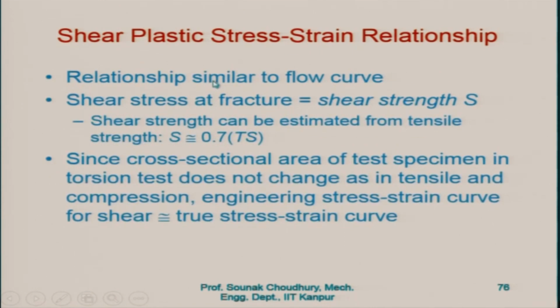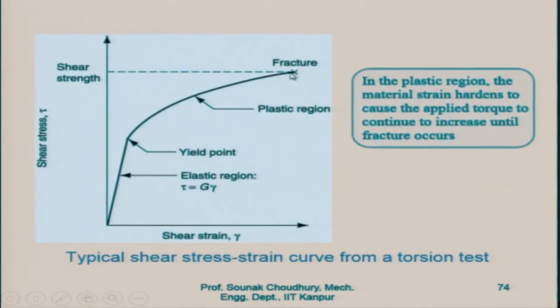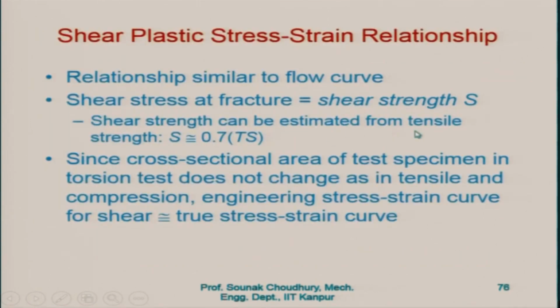Shear plastic stress strain relationship is similar to the flow curve relationship. Shear stress at fracture is equal to the shear strength. So, that is what we said here. This is equal to the shear strength. Shear strength can be estimated from tensile strength, which is about 70% of the tensile. This is how you can find out what the shear strength is.